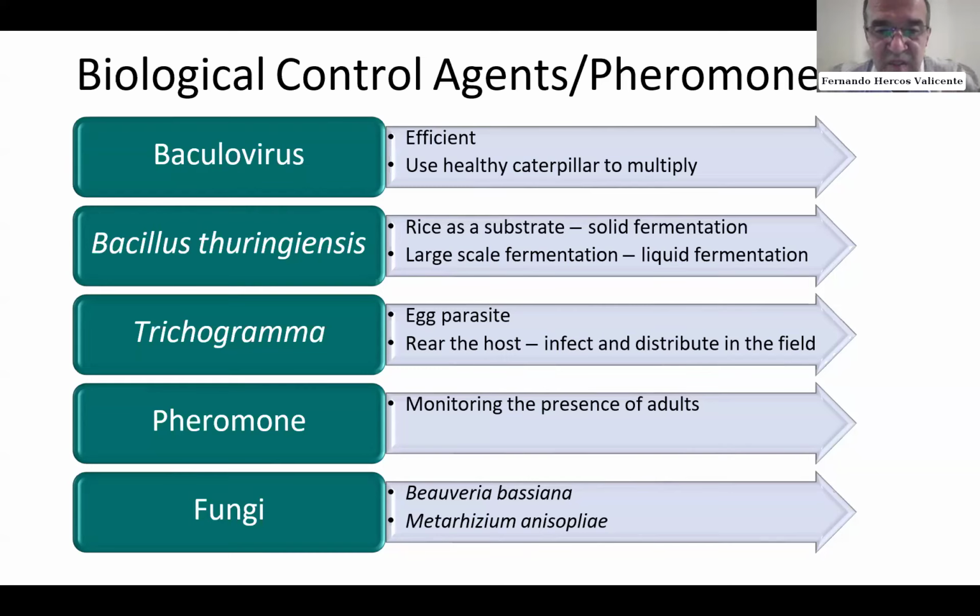Trichogramma is an egg parasite. Rear the host, infect, and distribute in the field. Pheromone is just for monitoring the presence of adults. And fungi, as I said, both Beauveria and Metarhizium. Next, please.